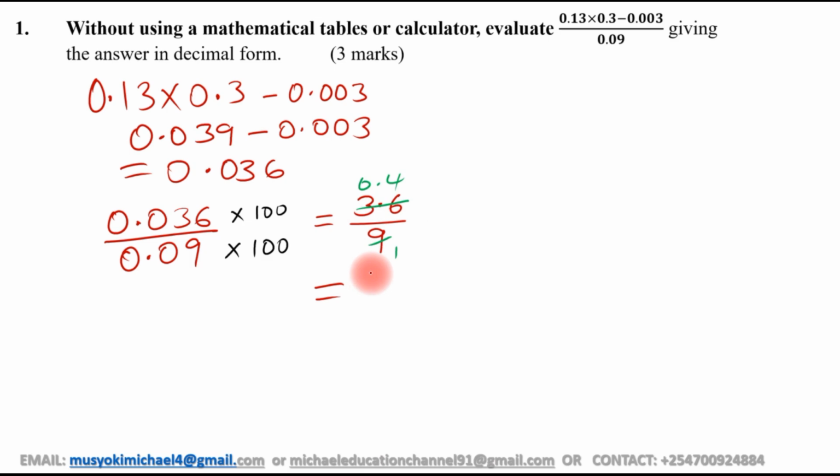So the answer is 0.4. Remember strictly to give the answer in decimal form and not in fraction form. So that's how we go about question 1. Therefore, we are going to proceed to question number 2.